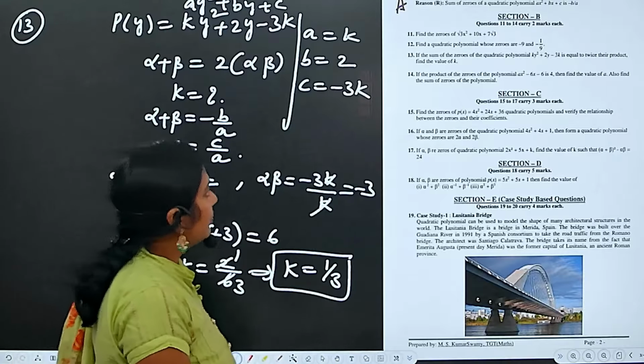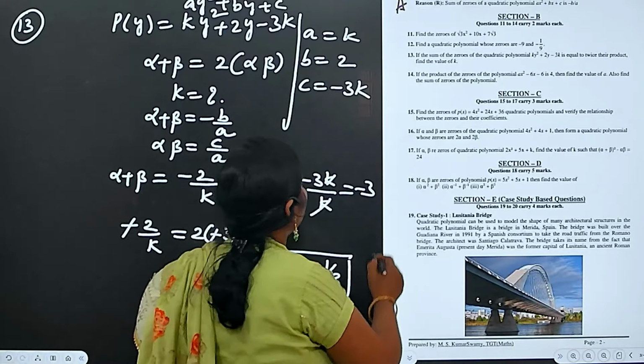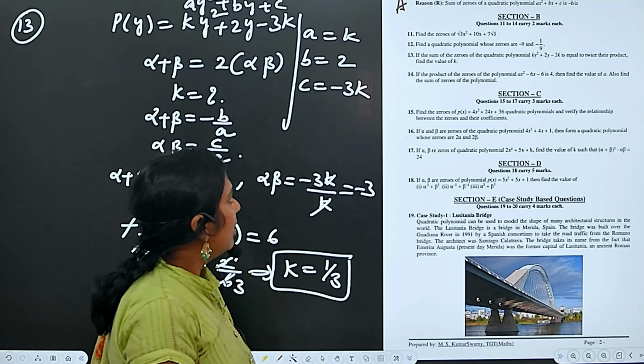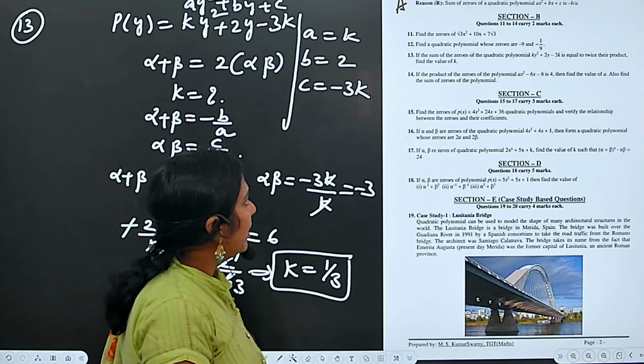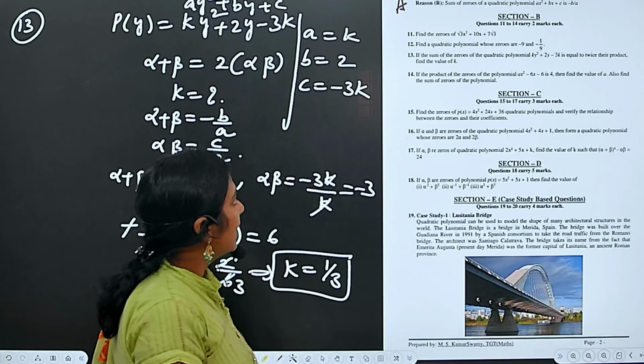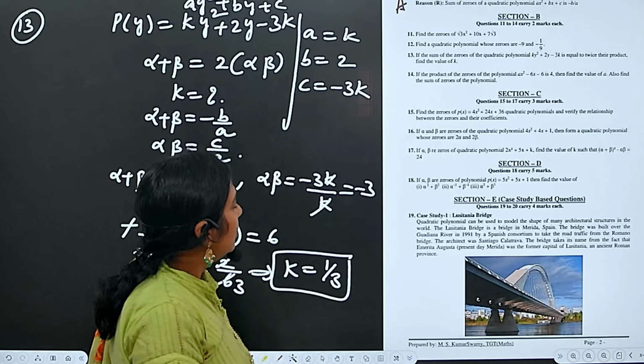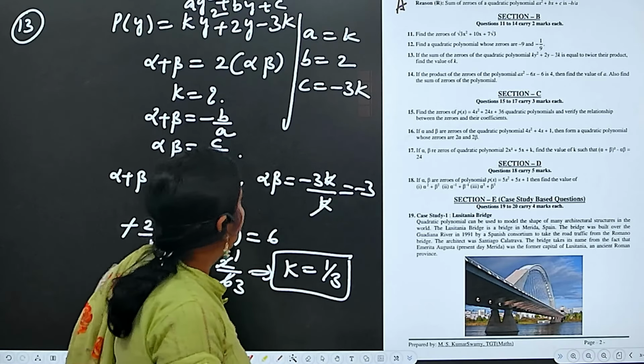Next question, 14th. If the product of the zeros of the polynomial ax square minus 6x minus 6 is 4, then find the value of a and also find the sum of zeros of the polynomial.